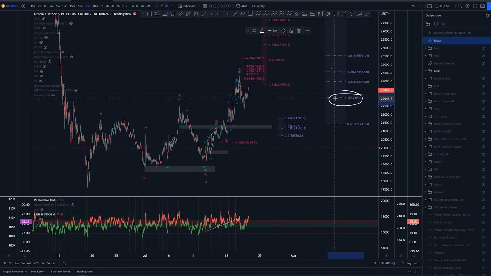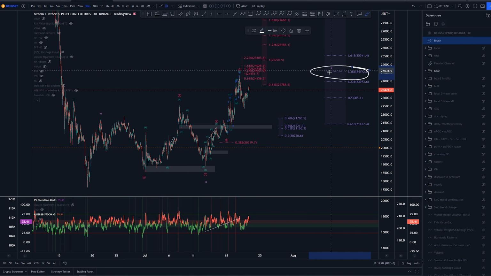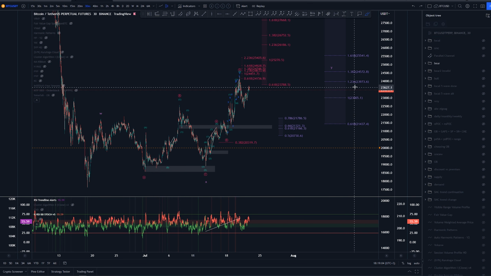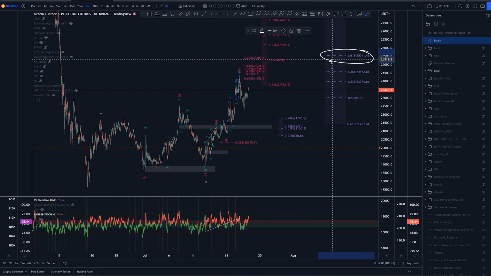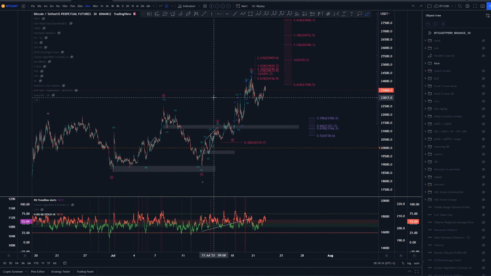The 1-to-1 extension was the 23k area, then a couple of different areas we would want to see broken, basically according to this count. So the 1.618 is something that I would not want to see this wave Y go beyond. If it does, then I would be preferring some other counts most likely.